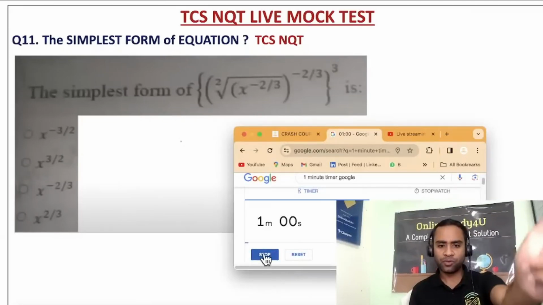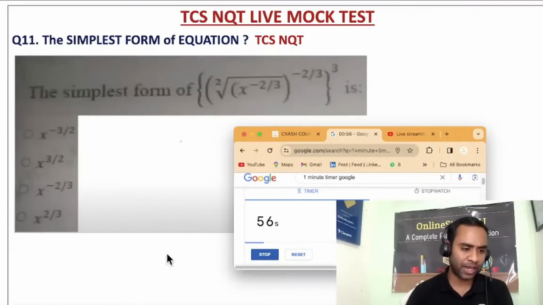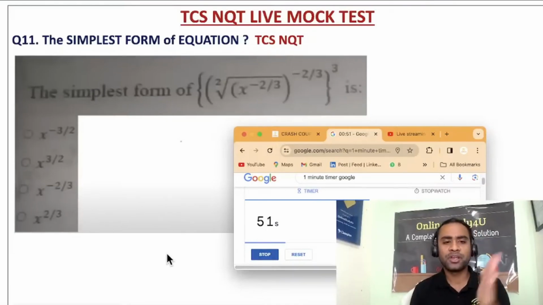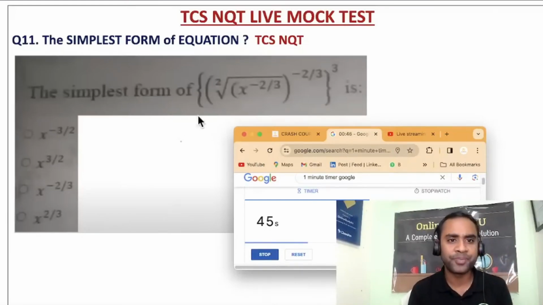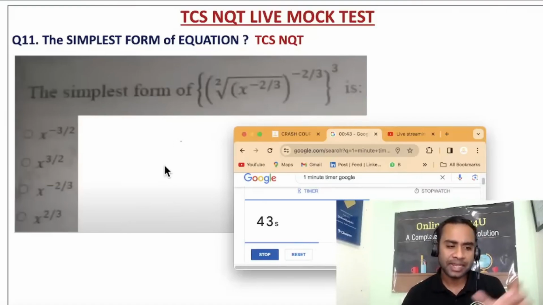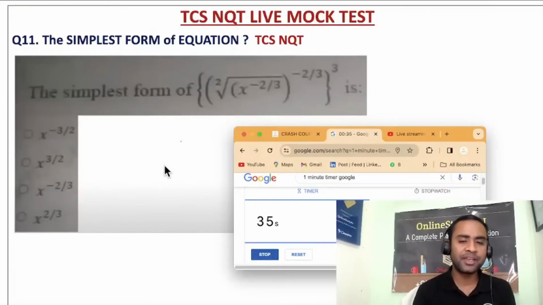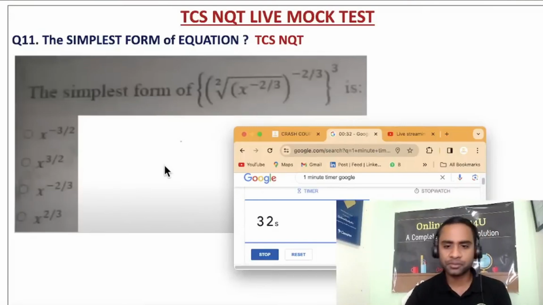Now, for this particular problem, your time starts now, and I hope you will be able to solve this. Nilesh, I have repeated the previous problem; you can watch. Now this is an actual screenshot of a TCS NQT problem for you. The simplest form of the equation. Can you solve it? It's an easy problem. In the exam, you might feel that this problem is tough, but trust me, this is a very, very easy problem. You have another 32 seconds to solve. Come on. The simplest form of the equation, TCS NQT, option D.